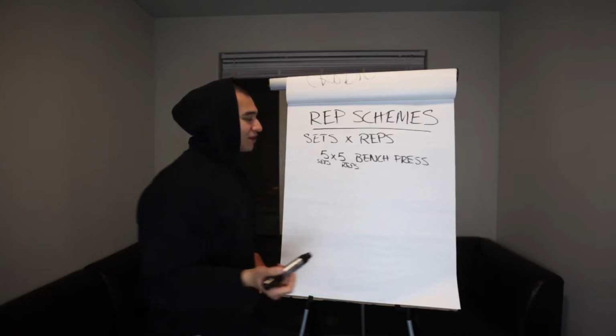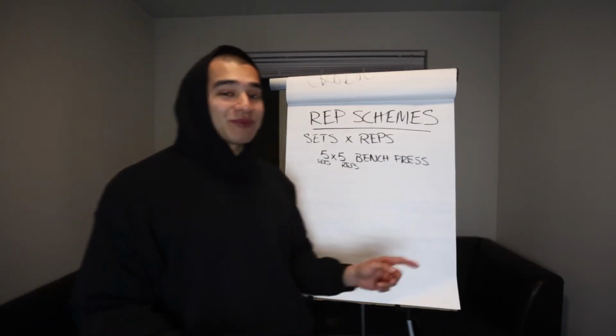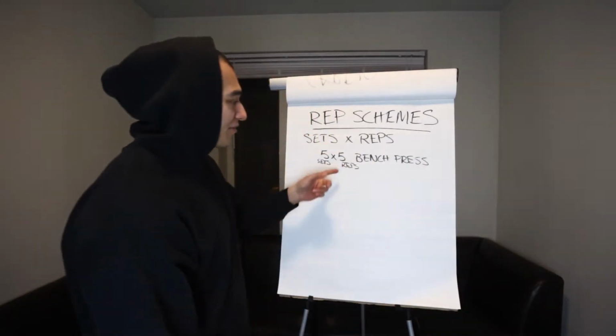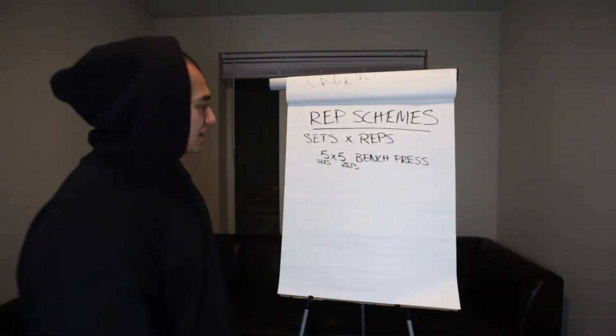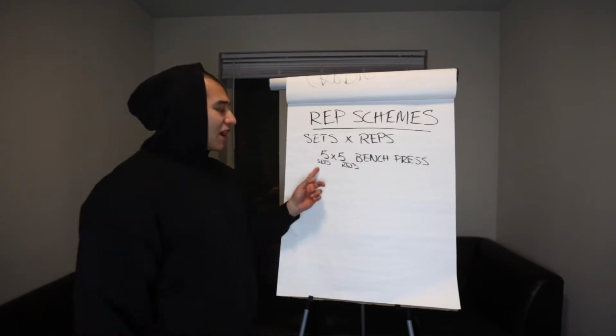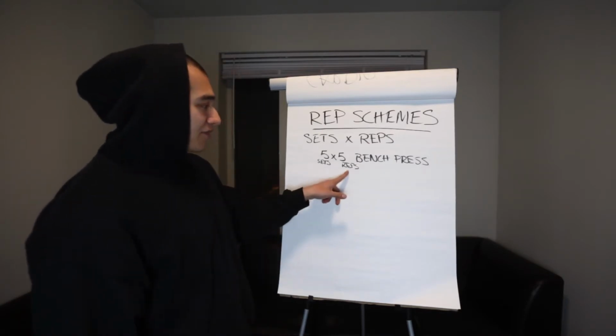Okay, so what are reps? Reps are the amount of times you do the bench press. So if you press it once, that would be 1 rep. So you gotta do 5 reps, okay, of bench press, 5 sets. So 5 sets are how many times you're actually gonna do these 5 reps. And usually there's gonna be rest in between.